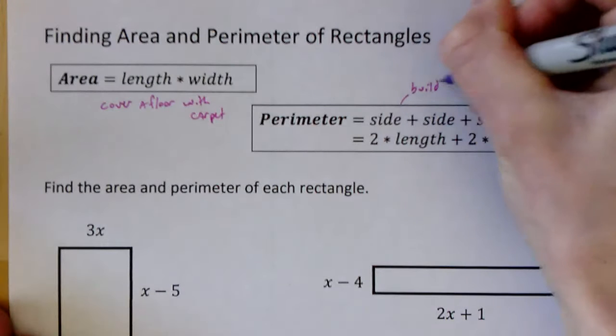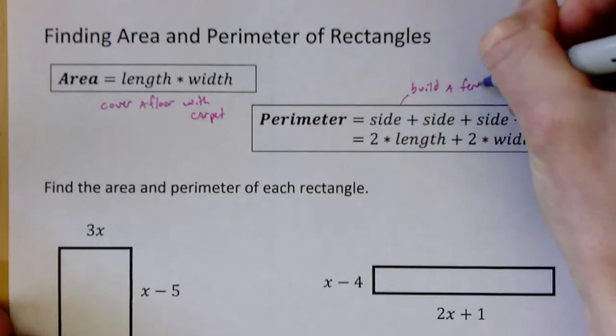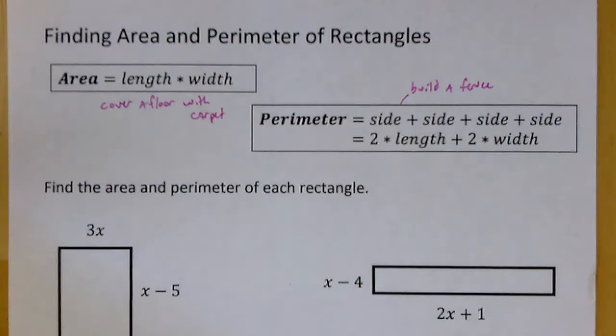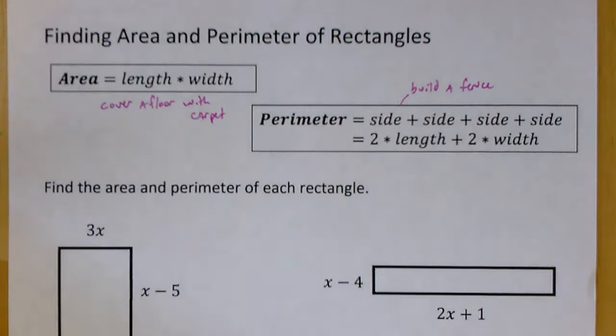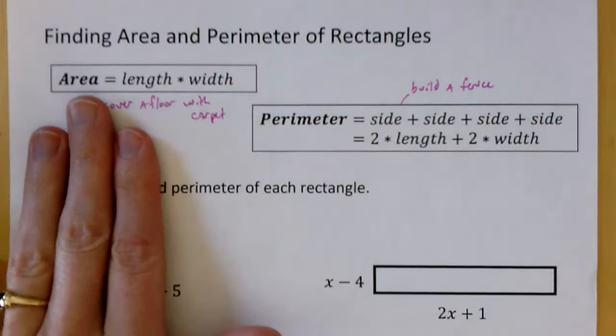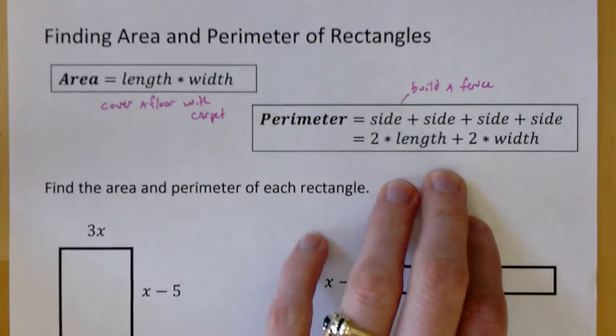So if you wanted to build a fence around your yard, that would be perimeter because you don't cover every single inch of your backyard, right? Which you would with area. When you're building a fence, you just go around the outside. So area is covering the whole thing. Perimeter is just going around the outside.